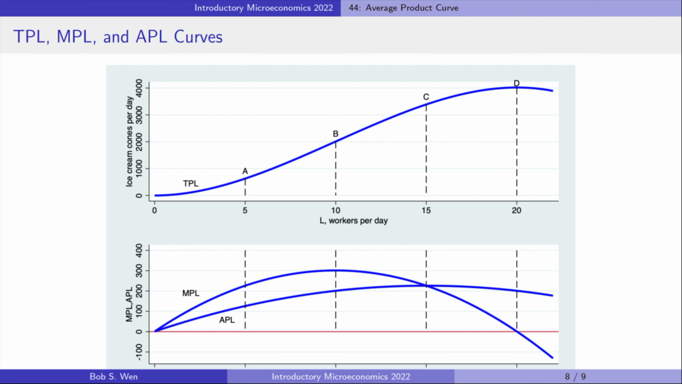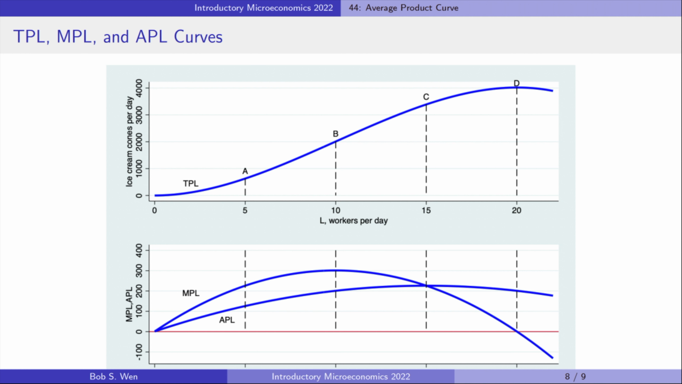If the marginal product of labor for a new worker is less than the former average product of labor, then the average product of labor falls. It is the part after point C, where the firm hires more than 15 workers.